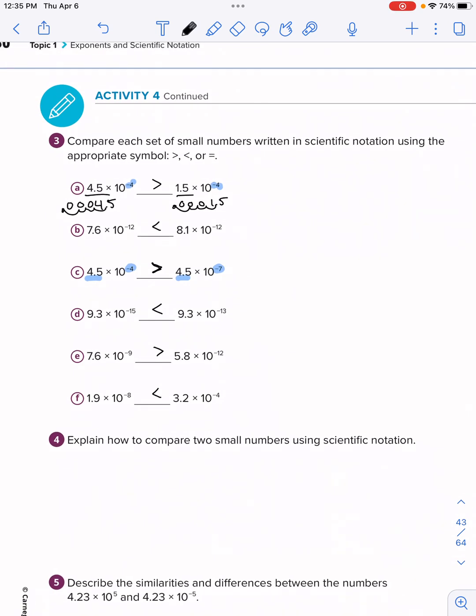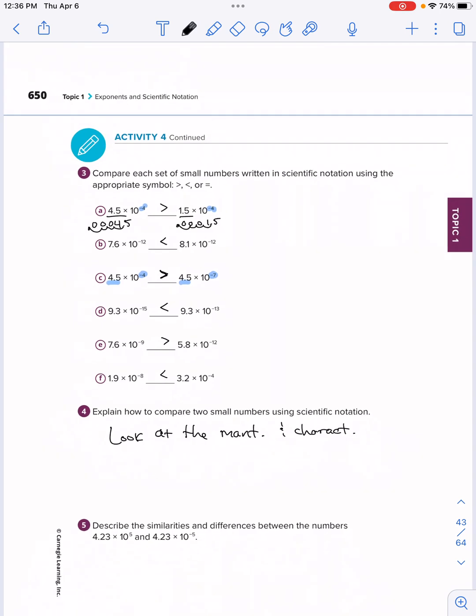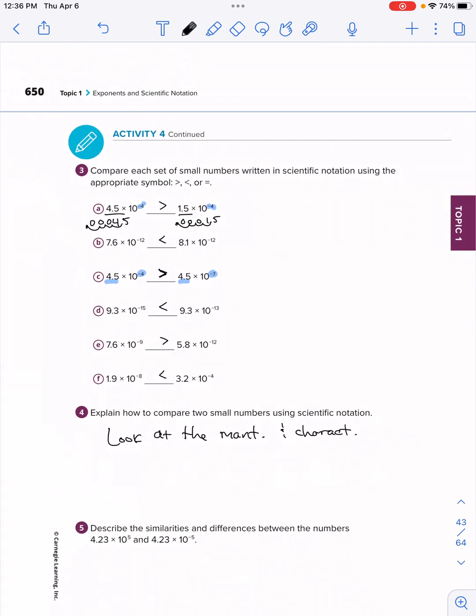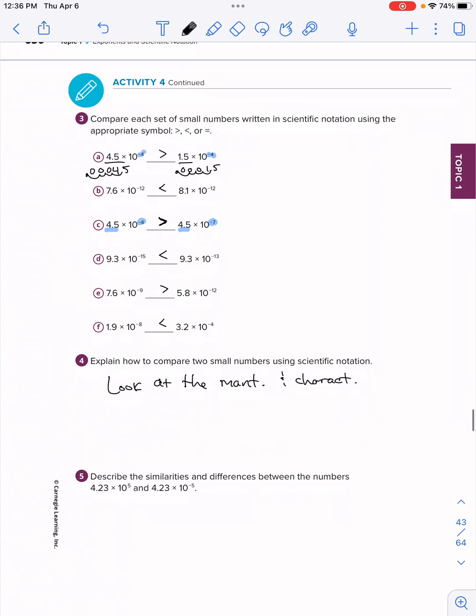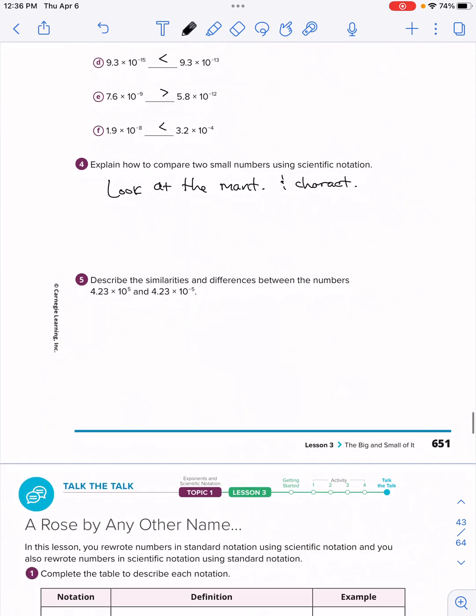Number 4, explain how to compare two small numbers using scientific notation. It's the same thing. We're going to look at the mantissa, I'll abbreviate it M-A-N-T, and the characteristic, I'll just abbreviate there. All right, let's skip number 5. We pretty much already talked about that.